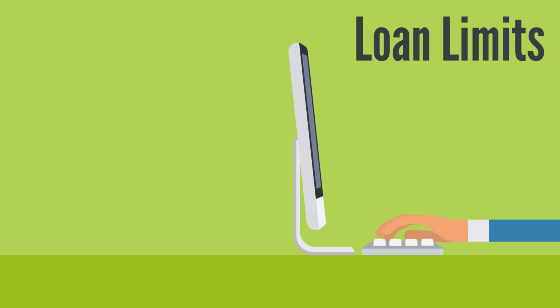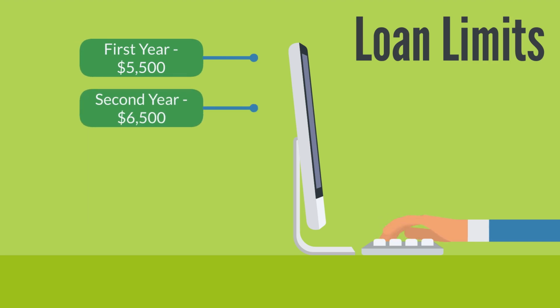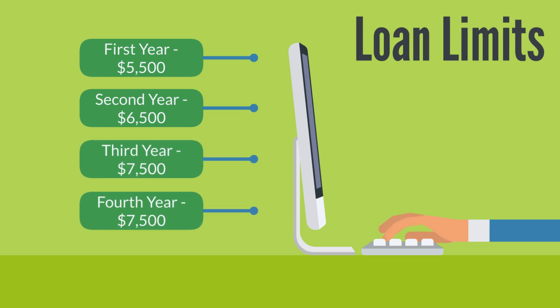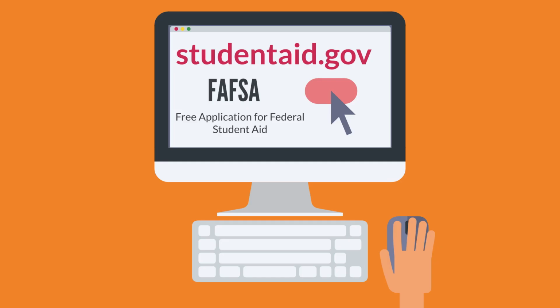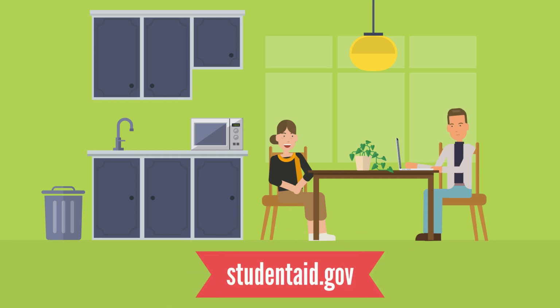First-year dependent students can borrow $5,500 and raises to $6,500 their second year. Third and fourth-year dependent students can borrow $7,500 each year. To apply for federal direct loans, students need to complete their FAFSA at studentaid.gov. After the student has completed their FAFSA, their parent can apply for a federal Parent PLUS loan at studentaid.gov. Approval for the PLUS loan depends on credit worthiness.